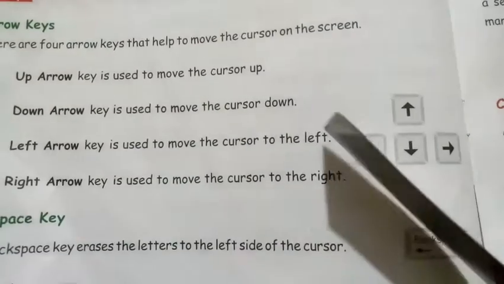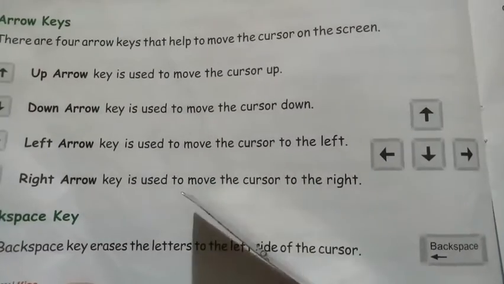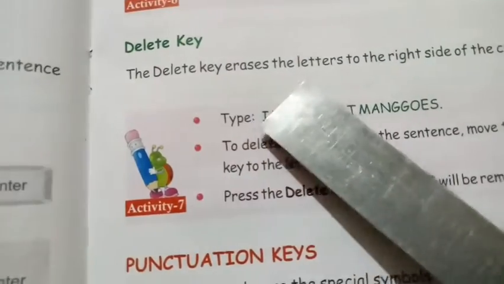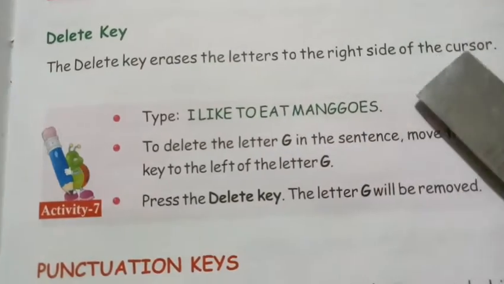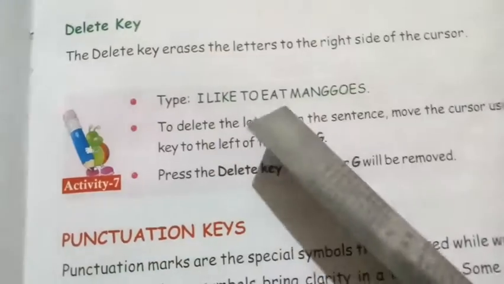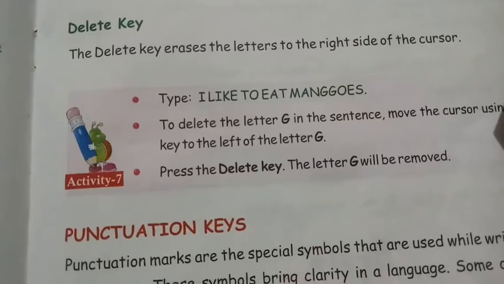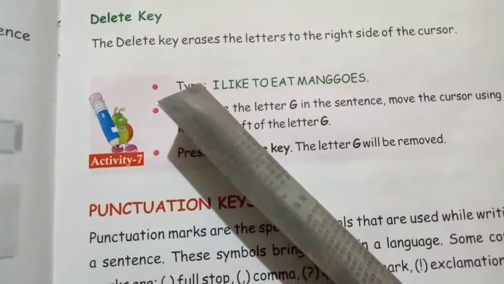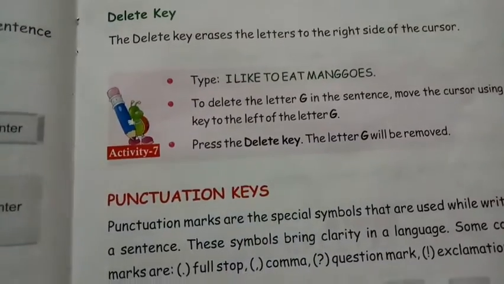कर्सर के लेफ्ट साइड के जो आपके लेटर्स होते हैं उसको इरेज करता है बैकस्पेस, while delete key erases the letters to the right side of the cursor. यानी कर्सर के राइट साइड के जो लेटर्स होते हैं उसे डिलीट की इरेज करता है, और लेफ्ट साइड के जो भी लेटर्स होते हैं उसे बैकस्पेस इरेज करता है.